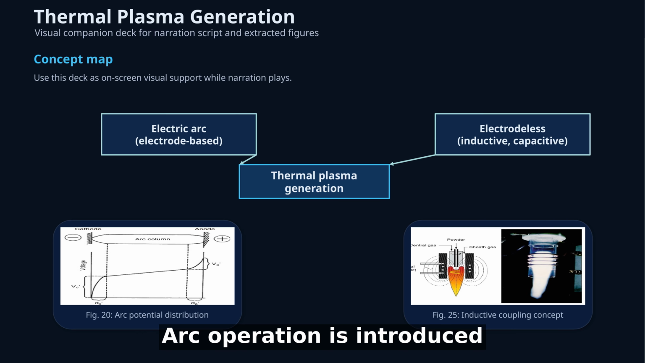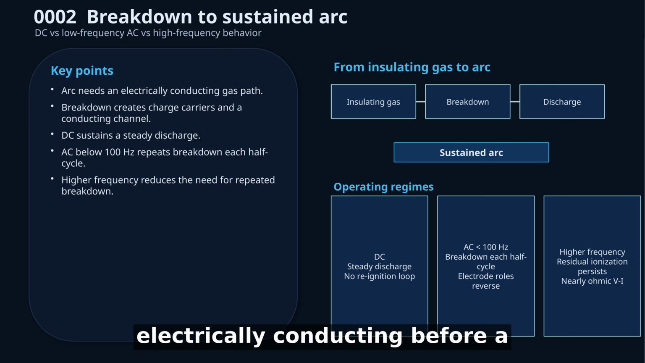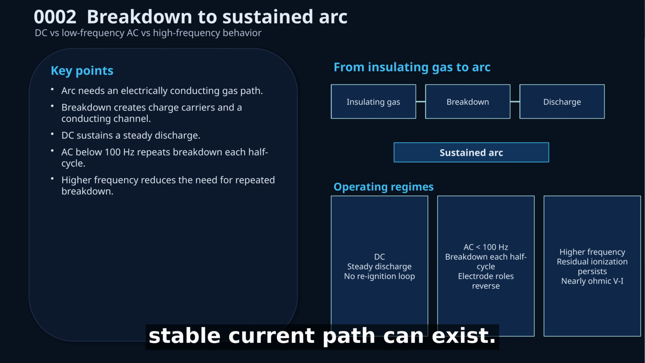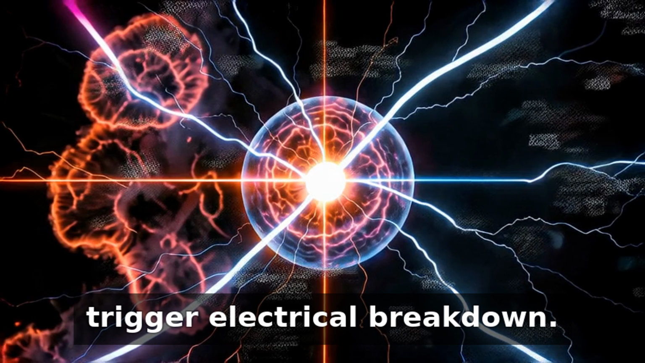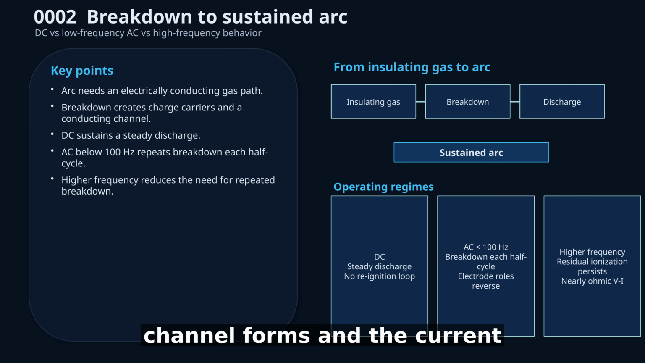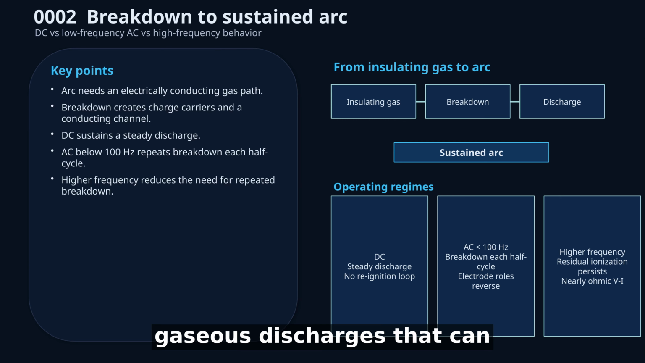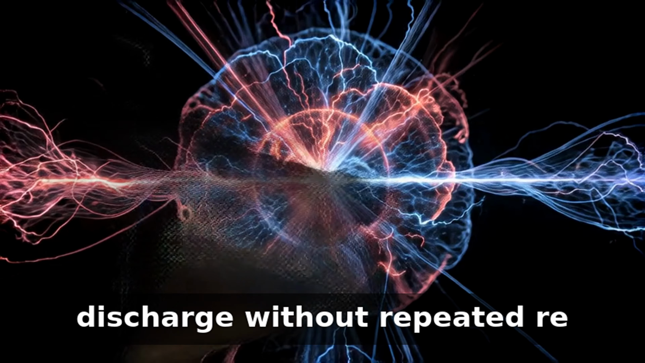Arc operation is introduced first, because an arc is not possible until the gas becomes electrically conducting. A thermal arc requires the gas between electrodes to become electrically conducting before a stable current path can exist. At room temperature, the gas is a strong insulator, so charge carriers must be created to trigger electrical breakdown. After breakdown, a conducting channel forms, and the current through the ionized gas produces gaseous discharges that can develop into an arc. Most industrial arcs use DC because it sustains a steady discharge without repeated reignition.